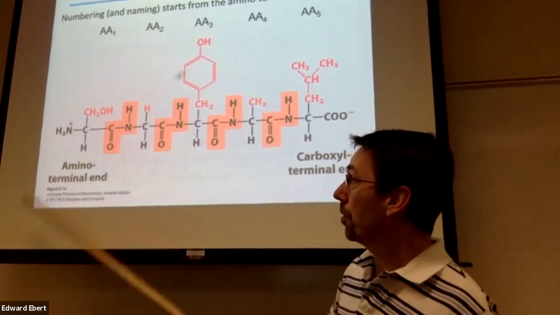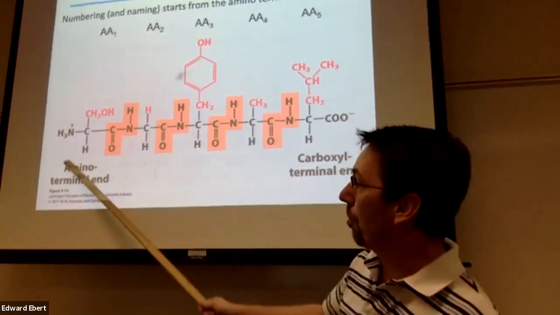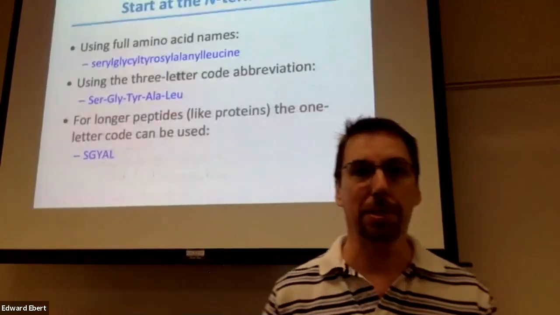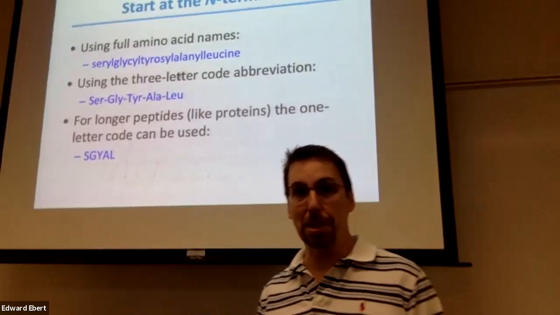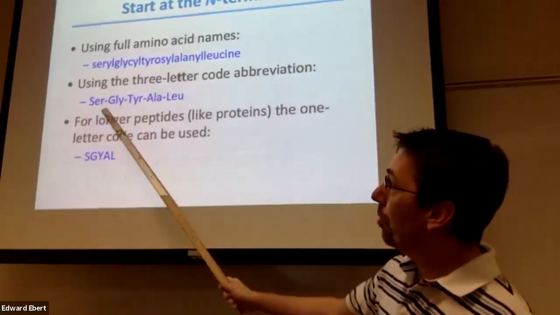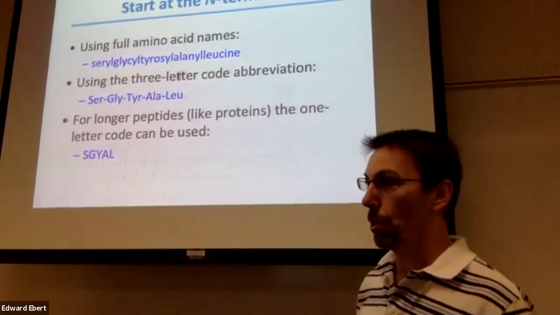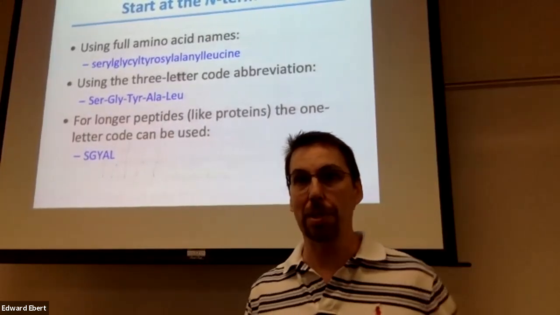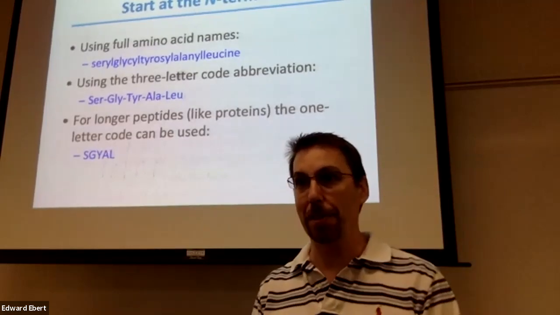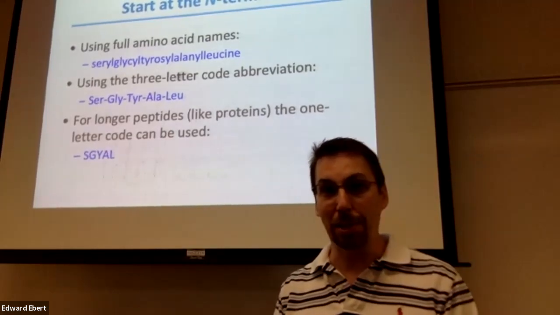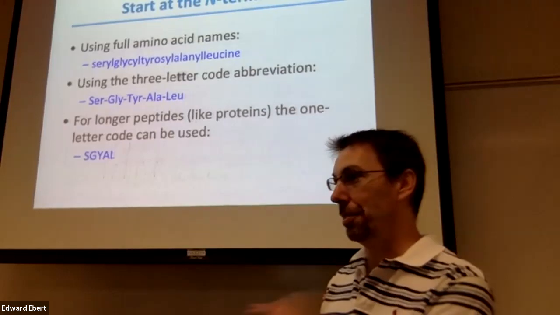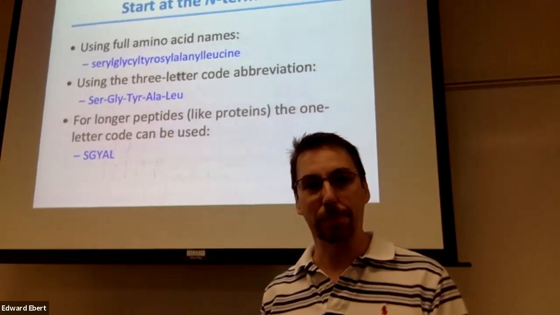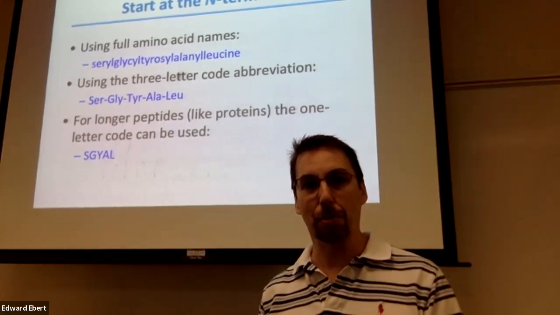And then for this one, we would number this. We number from the amino terminal end. For this one, we have serine, glycine, tyrosine, alanine, and leucine. We could give it this big long name, we could give it this short abbreviation, or we could just call it SGYAL. So I always joke scientists are lazy, efficient. We want to find the way to give as much information as we can in the least amount of words, effort, stuff like that. Okay. So you got to know those single letter abbreviations.